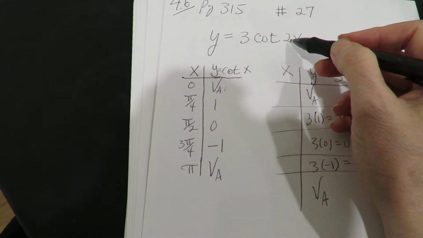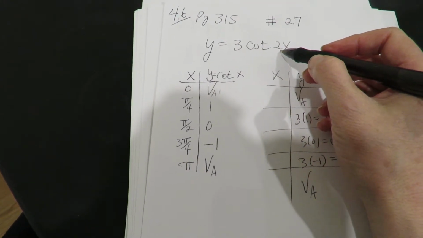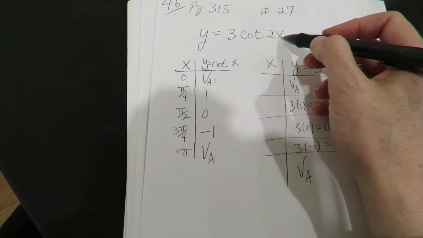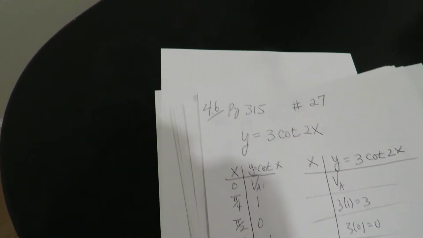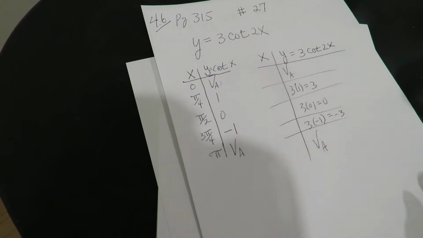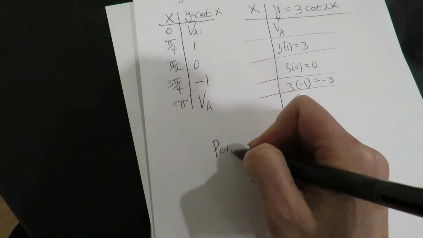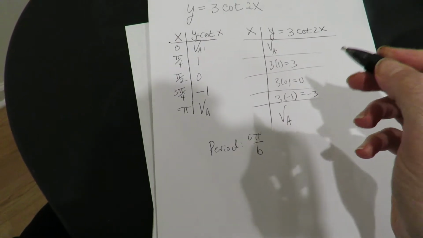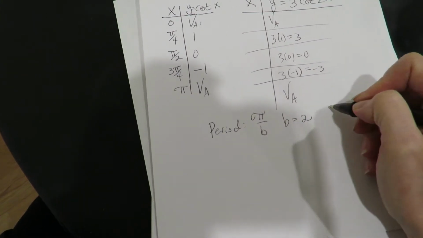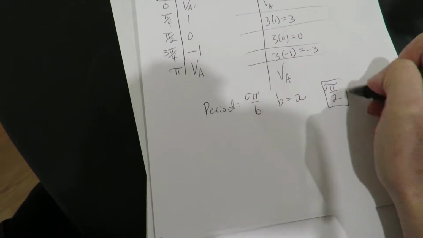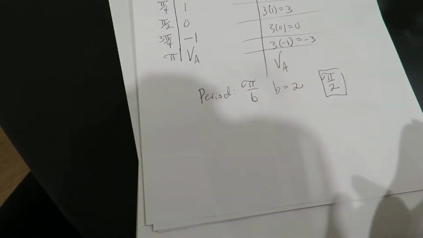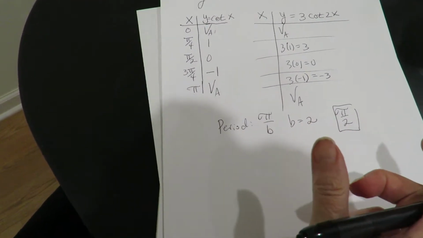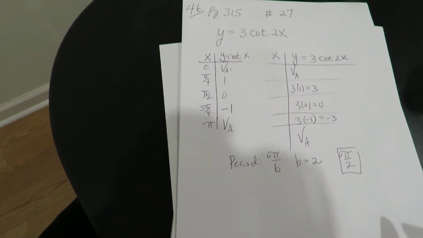Now this 2 is actually making the function shorter. It's a horizontal compression. It means it's going twice as fast because it's always inversely proportional. So let me write down the formula. The formula for the period for cotangent is pi over b. So b in this case is 2, so the period now is pi over 2. That's the width of the graph. One cycle is pi over 2, where usually the width would be pi. So it's half the width. It's squeezed horizontally.